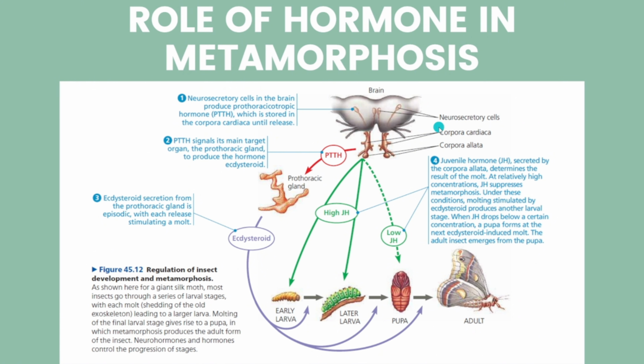You need to know their location. The neurosecretory cell is the upper part, the corpora cardiaca is the middle, and the corpora allata is the lower part. So what do these three brain structures do? The neurosecretory cell will produce the hormone we call prothoracicotropic hormone, PTTH. You need to remember it.